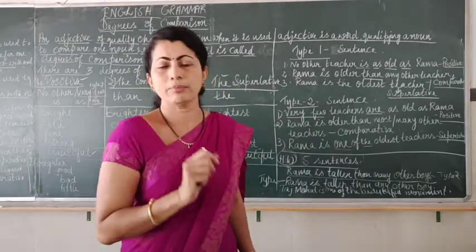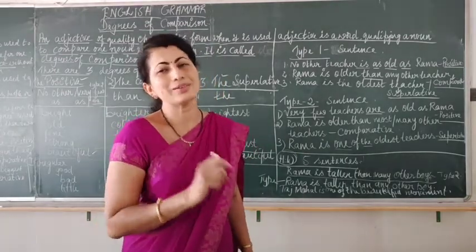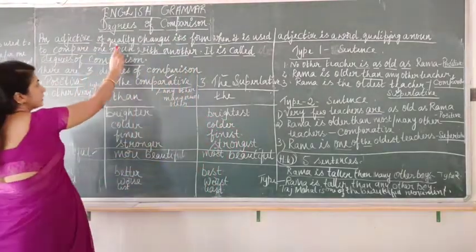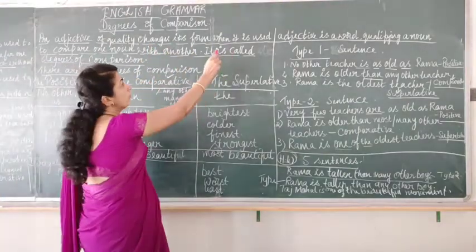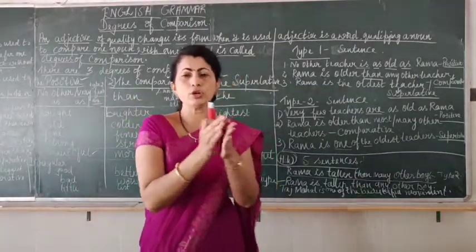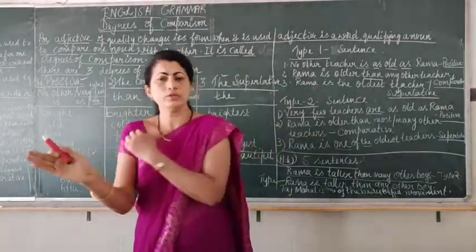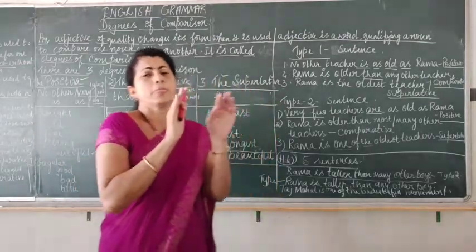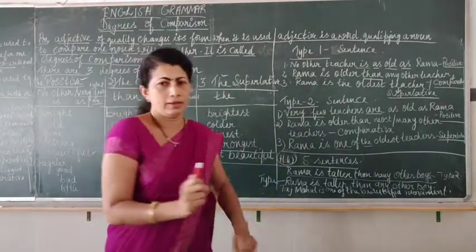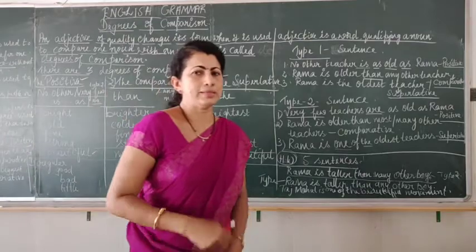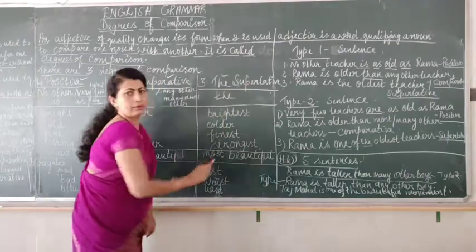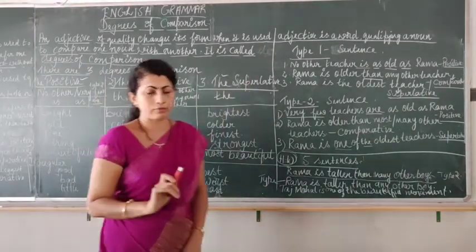Now let's see what is the meaning of degrees of comparison and what is the role of the adjective in the degrees of comparison. An adjective of quality changes its form when it is used to compare one noun with another. When we compare different nouns with one another, the change that we see is called the degrees of comparison. There are three degrees of comparison. They are positive degree, comparative degree and superlative degree.